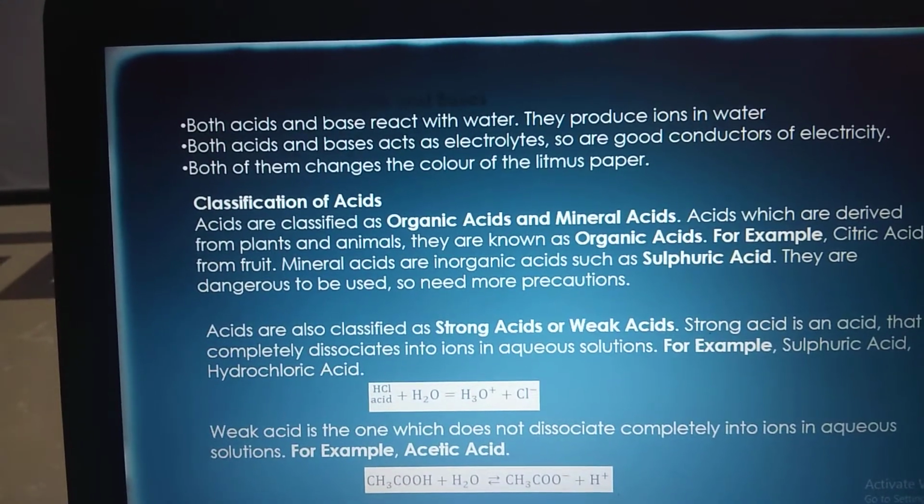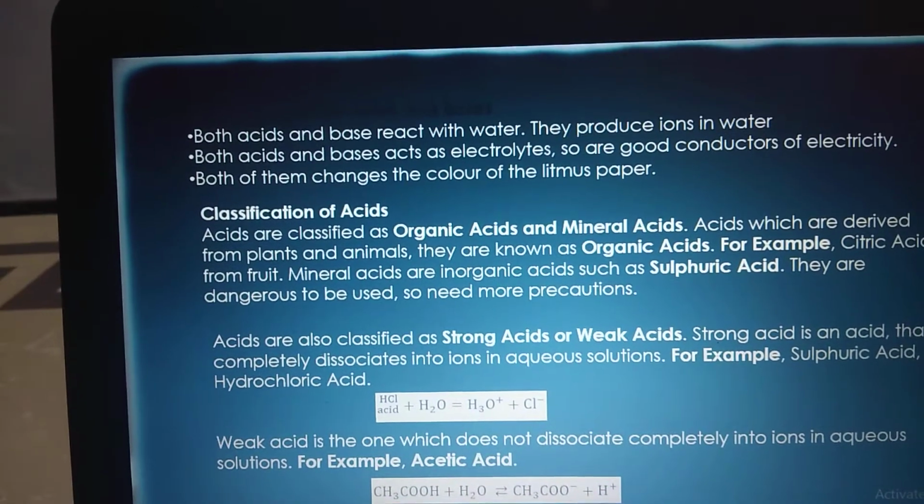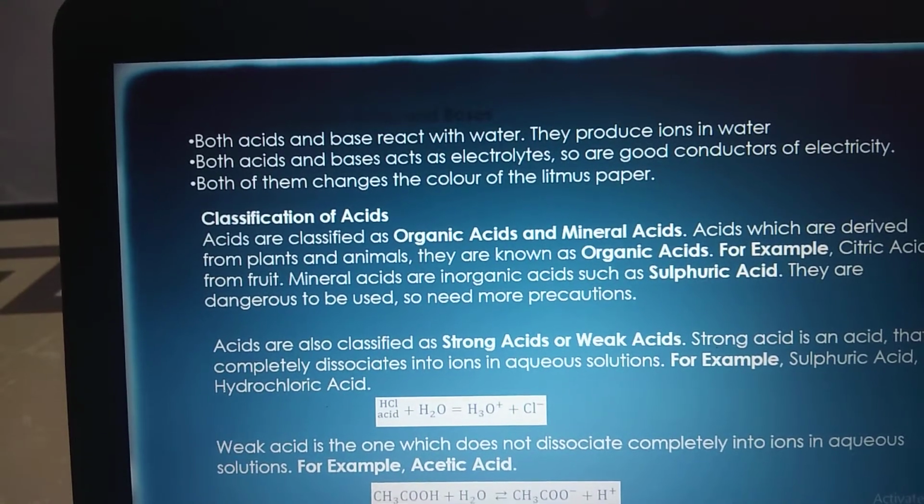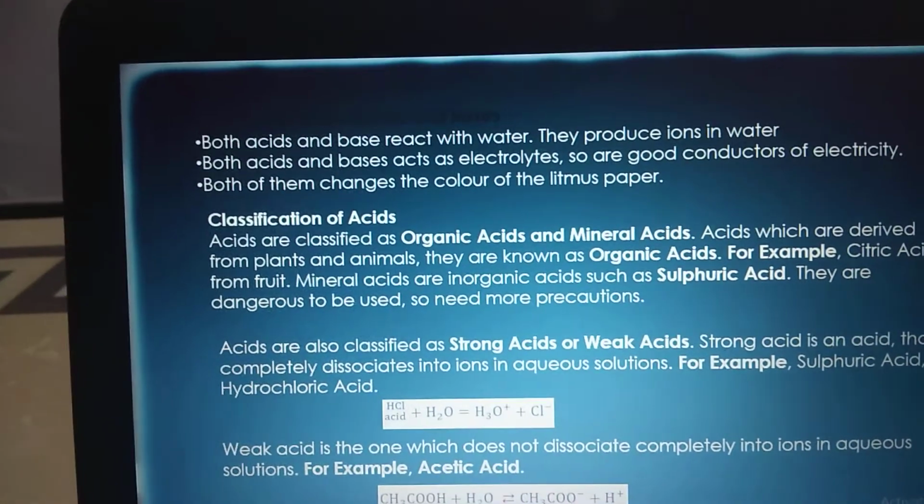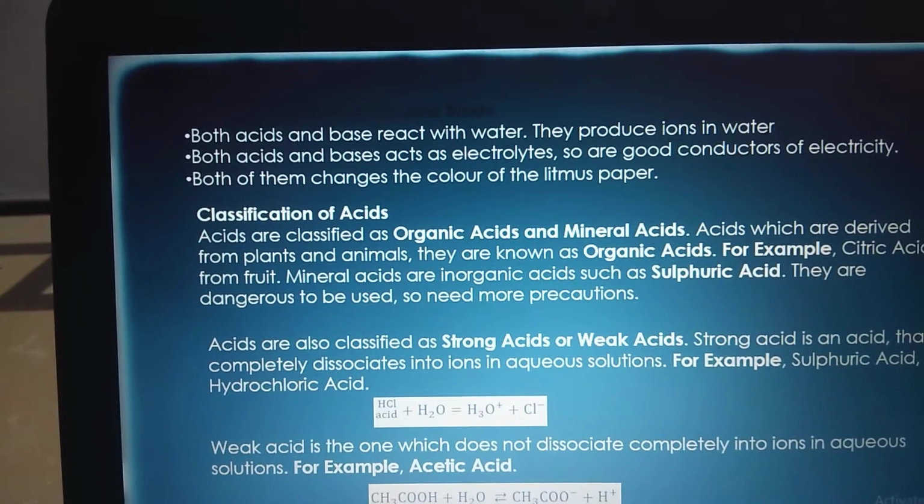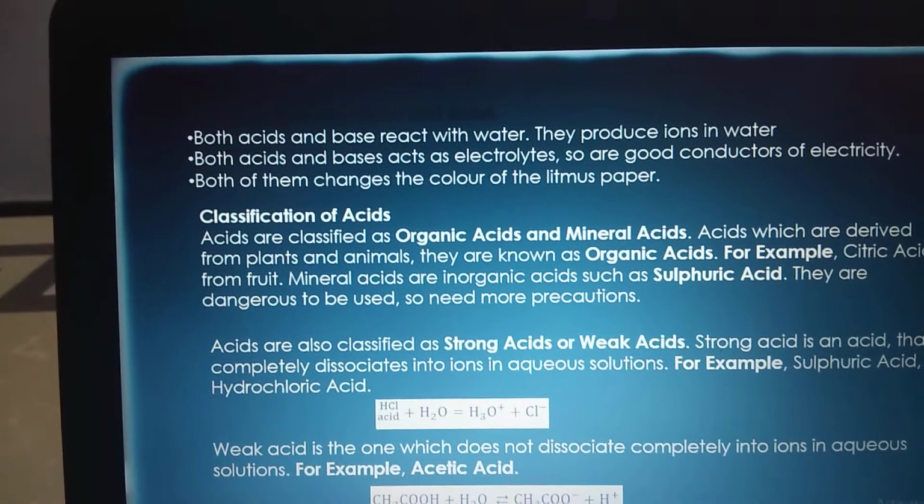What do you mean by electrolytes? First of all, electrolytes have positive or negative charge, like NaOH will divide into Na positive and OH negative. Both acids and bases change the color of litmus paper.